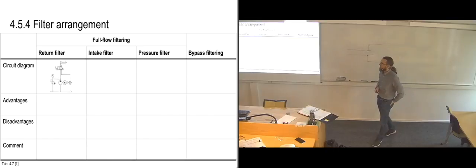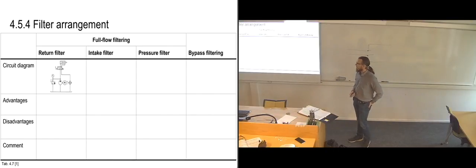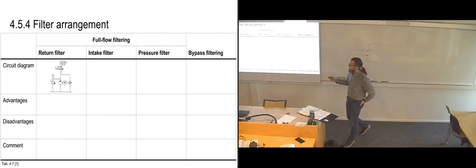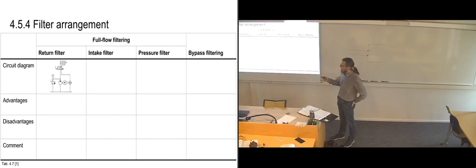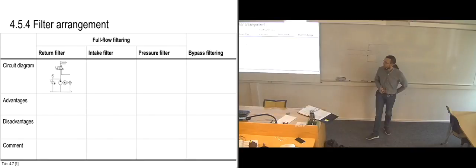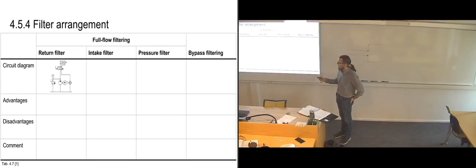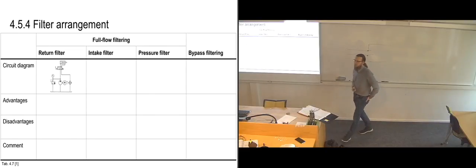So first we have the circuit diagram, which is a bit small here, but you can see the pump with its motor running it, putting pressure into the system, and on the return line we have the filter placed, so on the way back to the tank. This line at the bottom symbolizes the tank, where we are returning all of the fluid, and also where we are sucking it up into the pump.